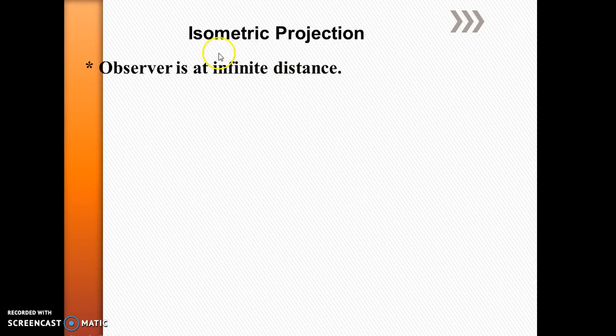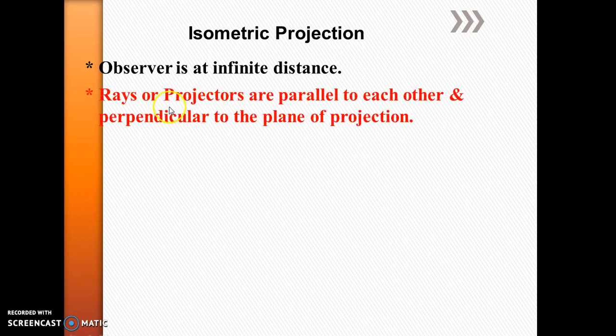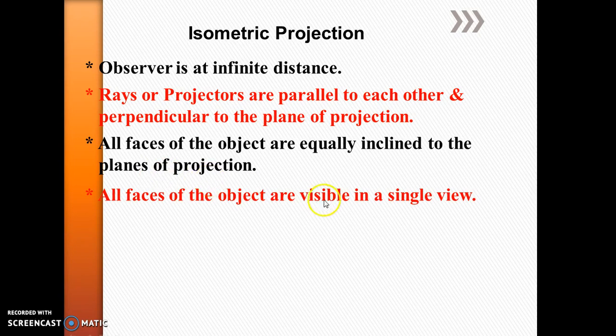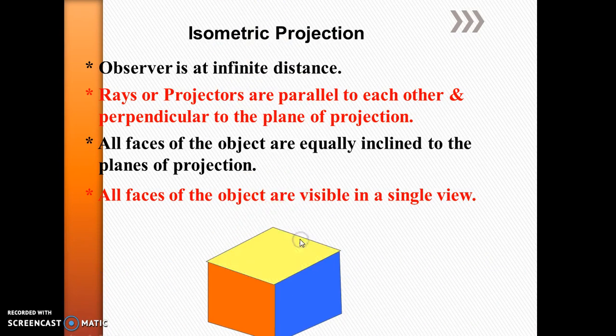Then isometric projection. What is isometric projection? When the observer is at an infinite distance, the rays or projectors are parallel to each other and perpendicular to the plane of projection, and all the faces are equally inclined to the plane of projection. All the faces of the object are visible in a single view. Let's see here in this figure: all the faces are easily visible.